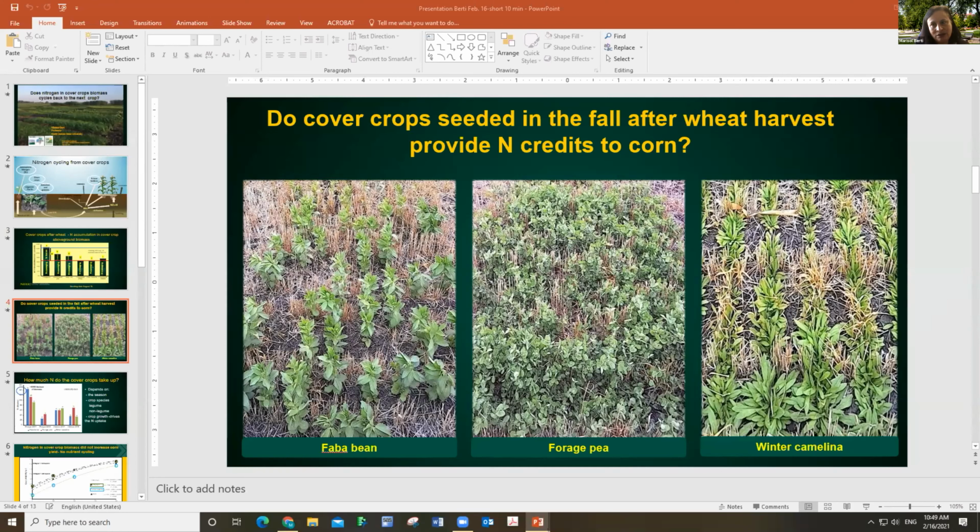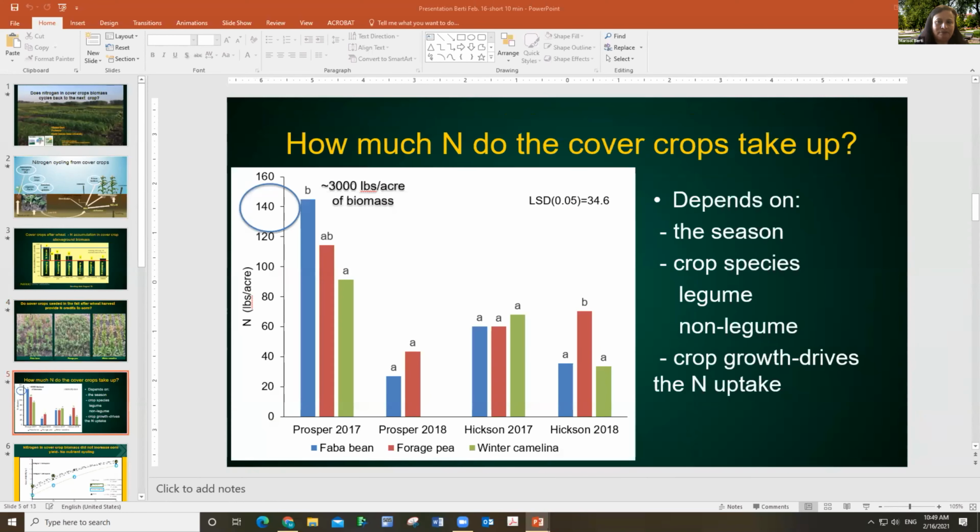We tried to do this in both crops, corn and sugar beet. I'll show corn first. In corn, we have fava-bean and 4-HP, both legumes, and winter camelina, which is a brassica. So a scavenger and two nitrogen fixers plus scavengers. These numbers are similar to what I showed you before, and we got 140 pounds per acre in one of the locations. We had 4 environments, 2 locations, 2 years. How much a cover crop takes up depends on the season.